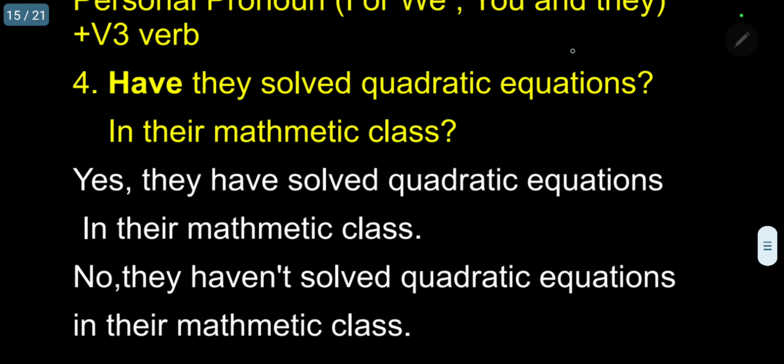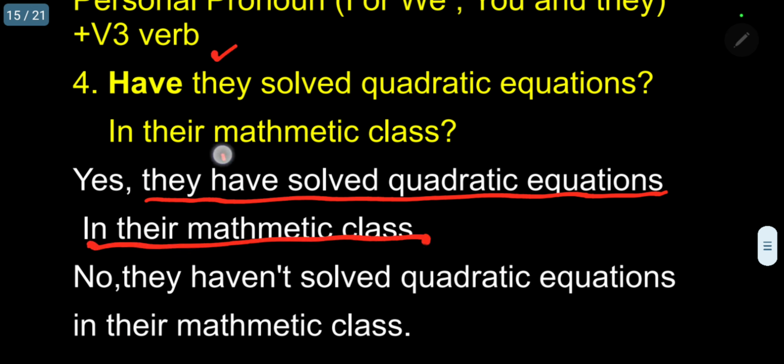Number 4. Kindly follow. Have you solved quadratic equations in their mathematics class? There are two possible answers. Yes, they have solved the quadratic equation in their mathematics class. Please follow, "they" is not changing. Only if "you" comes will it change to "I". In all other cases we retain the same personal pronoun or noun. Now the other answer: no, they haven't solved quadratic equations in their mathematics class.